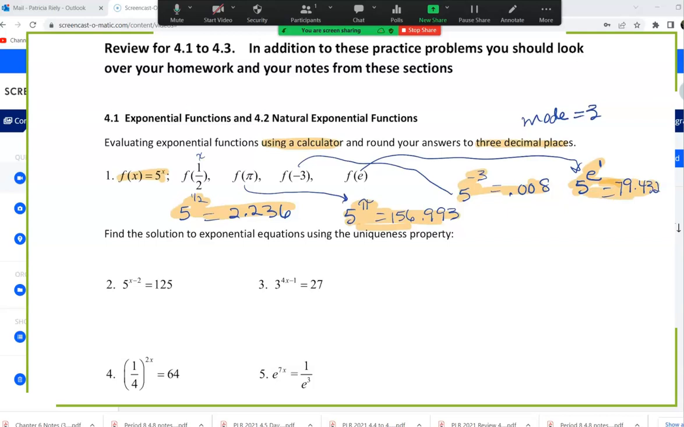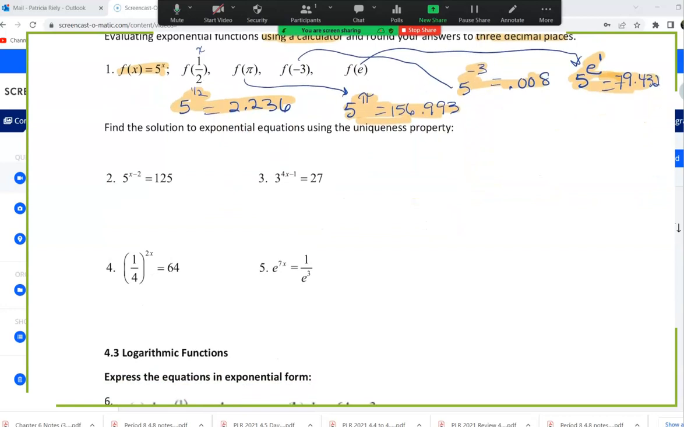Okay, so there you have it. First question's done. Okay, next one. Find the solution to exponential equations using the uniqueness property. So what that means is you get the same base. Same base. And then once you do that, you're going to set your exponents equal. And then you're going to solve. So those are your steps.